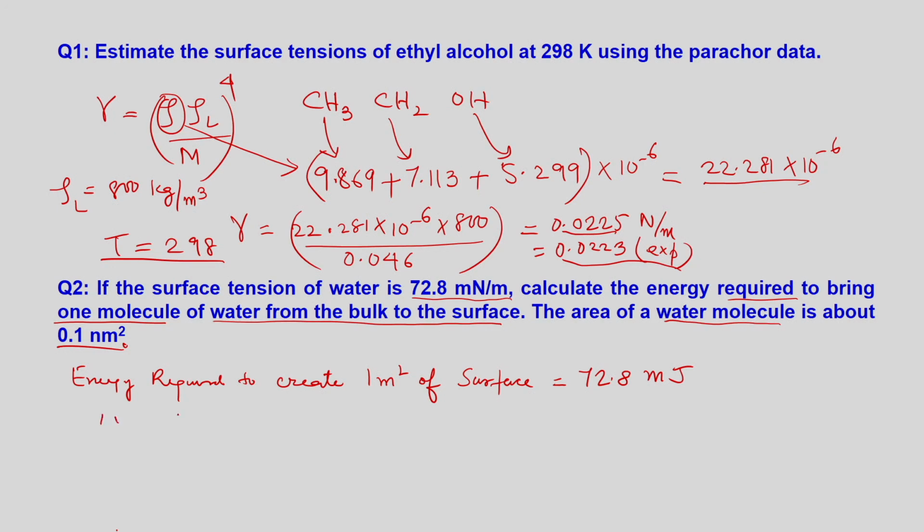So what is the energy required to create, let us say, 0.1 nanometer square area? The energy required for 1 meter square is this much, so for 0.1 nanometer square, simply multiply it. It will be 72.8 millijoules, which I convert into joules, times the area. The area is nothing but 0.1 into 10 to the power of minus 9, whole square.